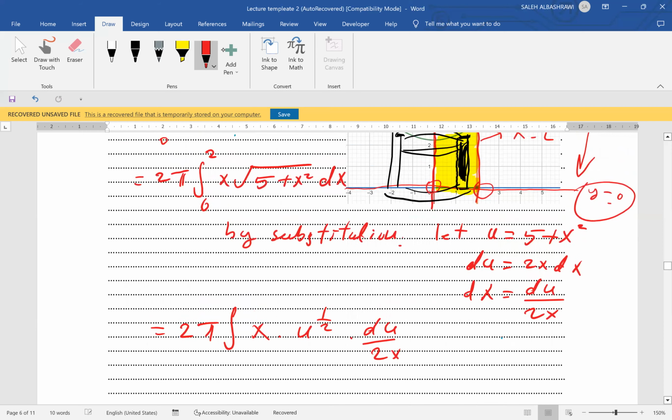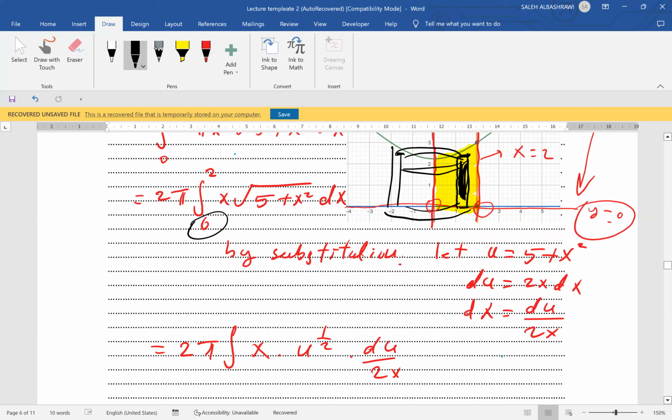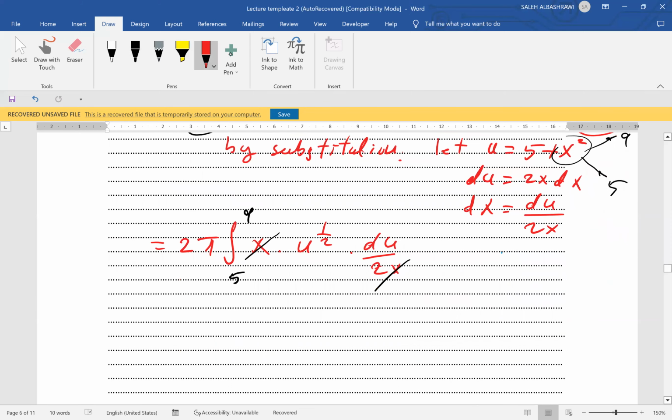Now for the limits, if x equal to 0, replace x by 0, we'll have 5. And if we replace x by 2, we'll get 9. So the new limits will be from 5 to 9. Since we are using integration by substitution, sometimes we also need to change the limits to the values of the new variable, which is u equal to 5 plus x squared. Now simplify x with x, and also these two can be cancelled with these two.